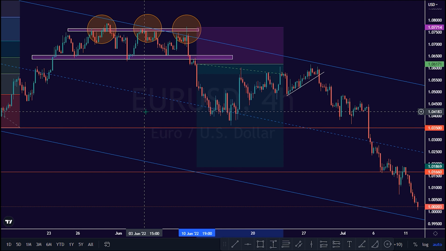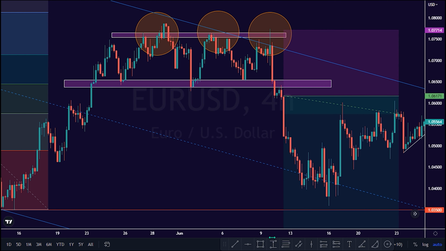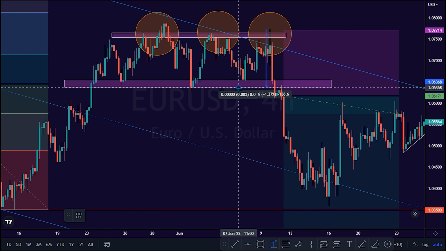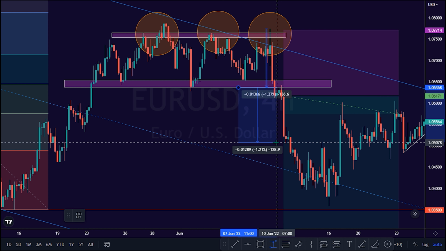Take profit targets can be set based on 3 options. Option 1. Apply the measurement objective target. To do this, take the measurement from the tops to the neckline, and then replicate the measurement from the neckline breakout point all the way down in order to forecast the potential bearish price movement objective.